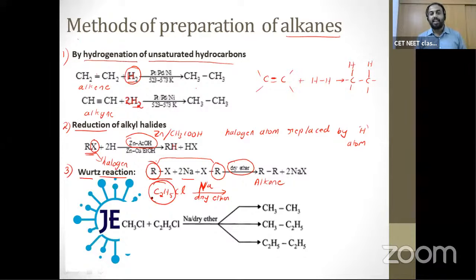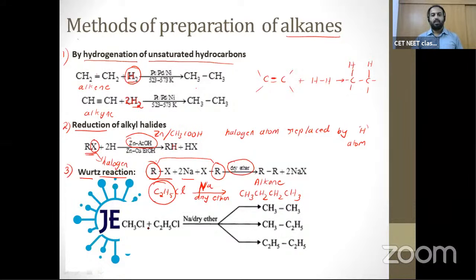The alkyl group here is ethyl. Ethyl means CH3CH2. Write CH3CH2 twice, that's all. CH3CH2CH2CH3. That's all. What you get is butane. Very simple. Okay.